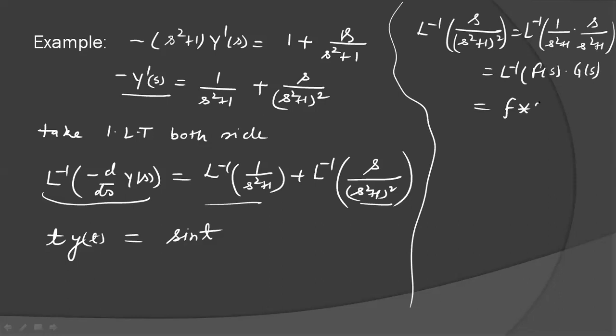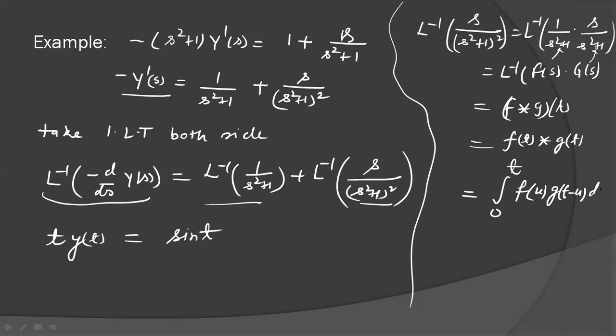Now this is equal to f(t) convolution g(t). f(t) is Laplace inverse of F(s), that is sin t, and Laplace inverse of G(s) is g(t), that is cos t. So convolution is given as integral of f(u) g(t minus u) du, here from 0 to t. f(u) will be sin u and g(t minus u) will be cos of (t minus u) du. If you simplify it by multiplying 2 in numerator and denominator, you will get this equal to t sin t by 2.